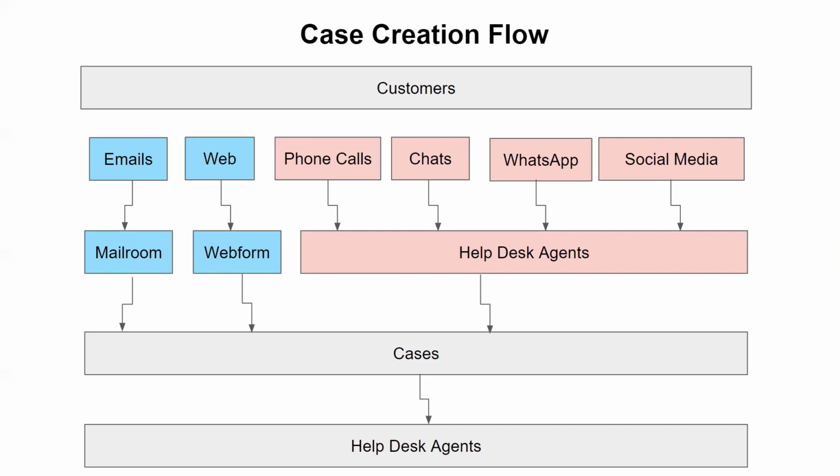So looking at the red boxes, we have phone calls, chats, WhatsApp, and social media channels that a customer can reach out through, and then a help desk agent can manually create a case. Through both means and all channels, once a case is created, it will either be automatically assigned to agents using assignment rules, or you can manually assign to specific help desk agents who are users in the CRM.